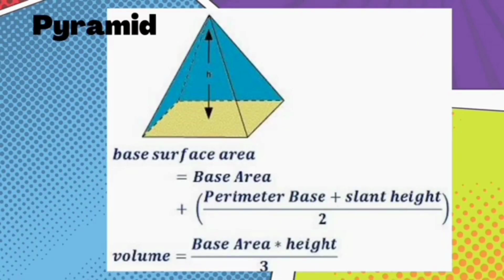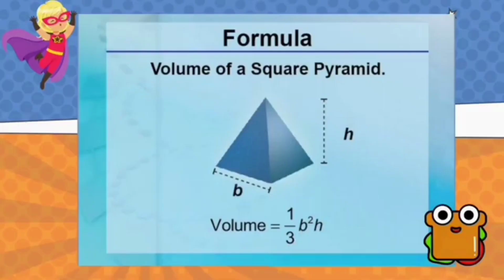Next, let's learn about the pyramid. A pyramid is a solid shape having a base with straight sides and a pointed top. The volume of a pyramid is the base area times the height divided by 3. The formula for the volume of a square-based pyramid with sides b and a height h is 1/3 b squared times h.